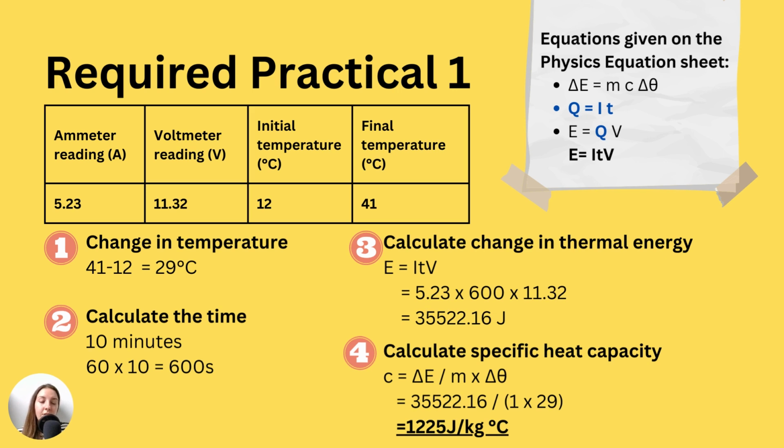So we've written out our equation, which is C equals change in E, or change in energy, divided by the mass times the change in temperature. So if we pop our numbers in, we've got 35,522.16 divided by 1 kilogram, or 1 times 29. And again, I've used brackets just so when you write this into your calculator, the calculator reads it in a literal sense. You get an answer of 1,225 joules per kilogram degrees Celsius, and I've underlined it.